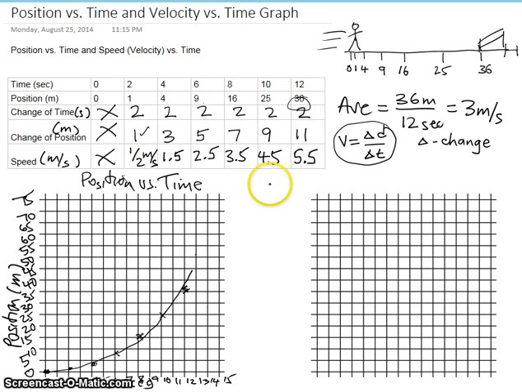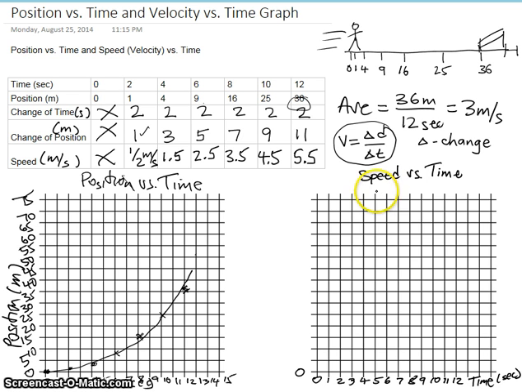This gives us a much better idea of what our motion is like. We said our average was 3 meters per second over that time, which is true, but we started off very slowly. Half the time we were slower than that, half the time we were faster than that. Let's go ahead and plot it on this chart here.